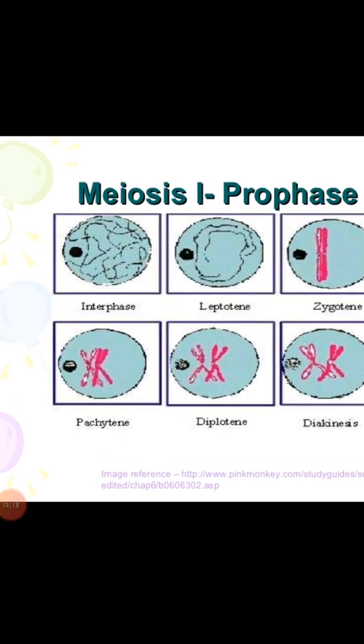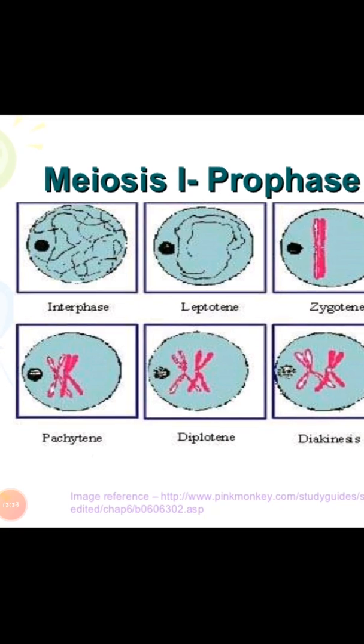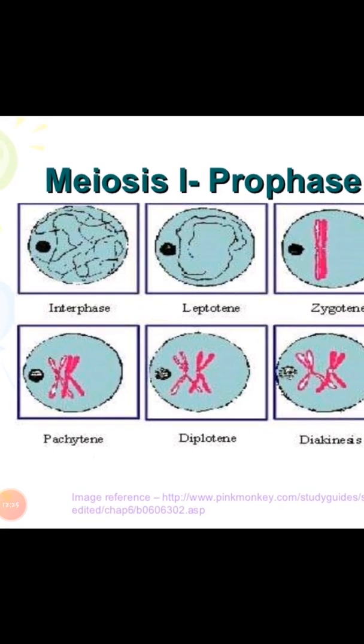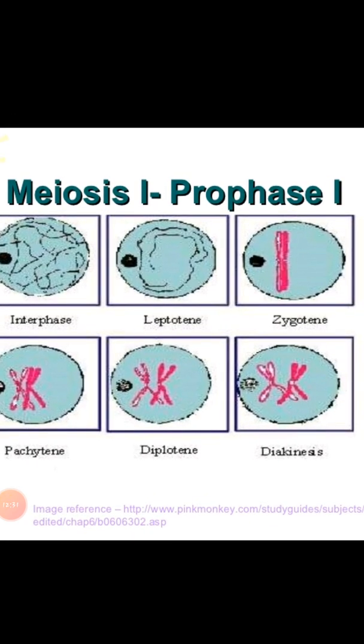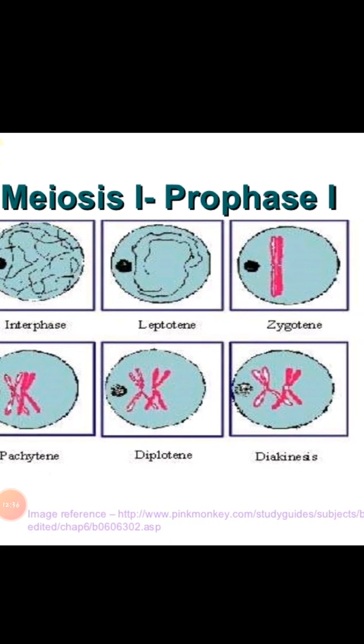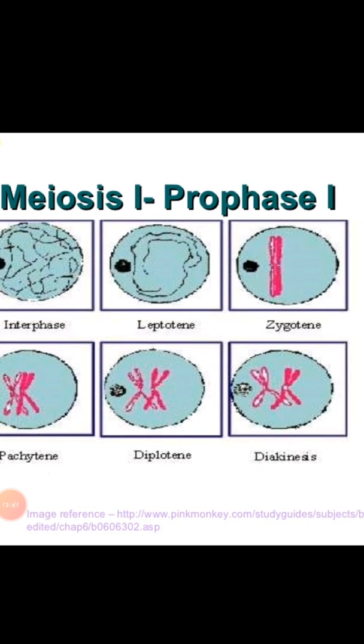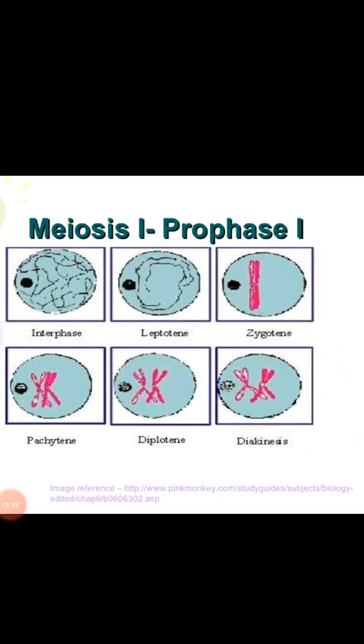Here we can see a diagram of prophase first: the interphase, then leptotene, where thin chromosomes become slender and show bands. Then zygotene, where pairing of chromosomes takes place. Then pachytene, where crossing over takes place, and diplotene, where terminalization takes place, and then diakinesis, where the nucleolus and nuclear membrane disappear and the chromosomes come near to each other. This diagram shows the different stages of prophase first.